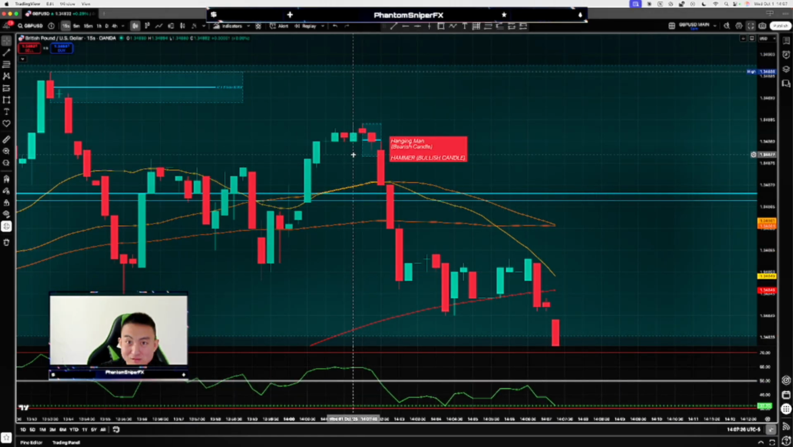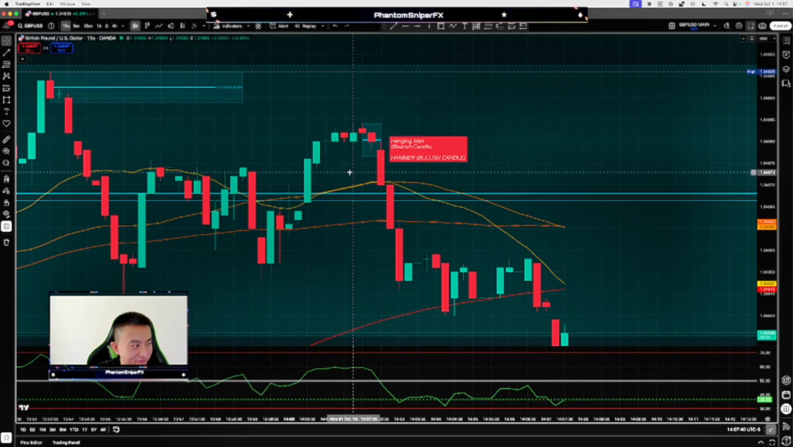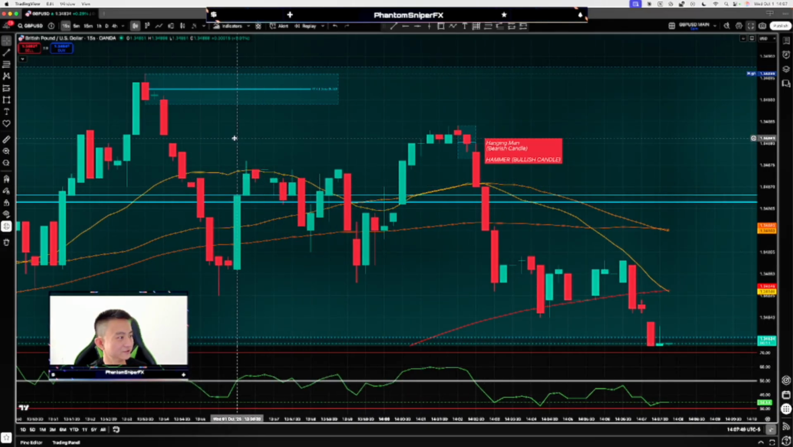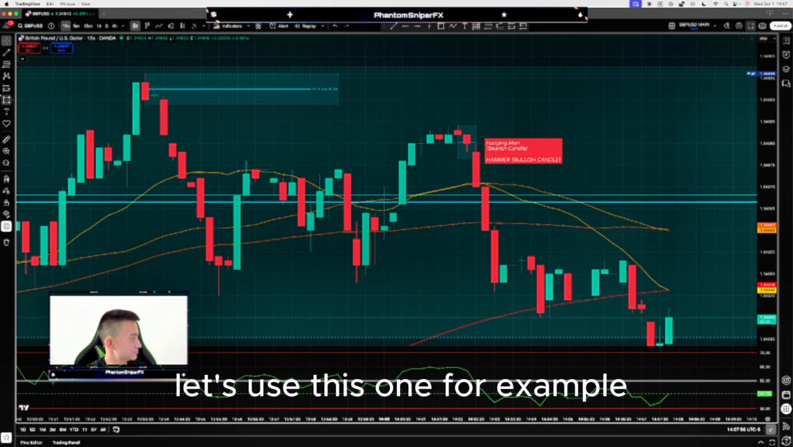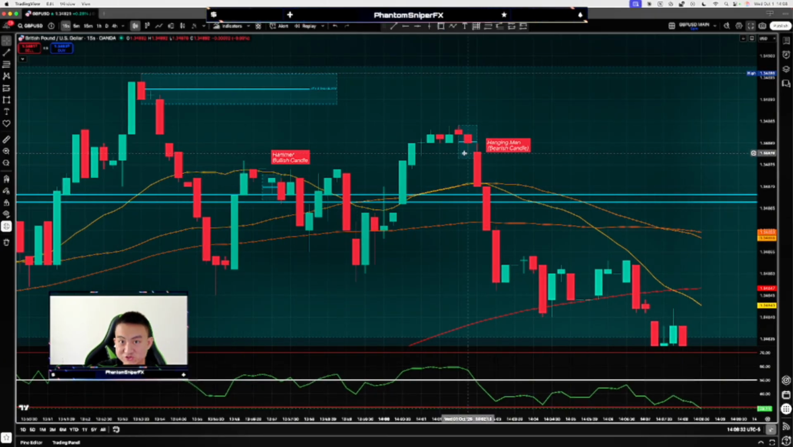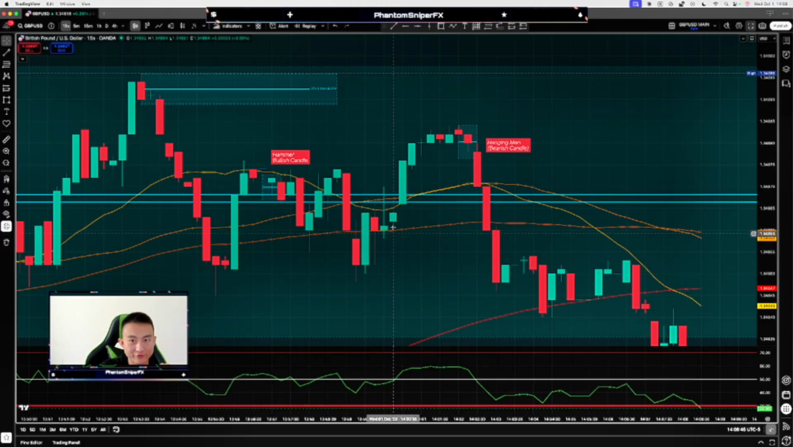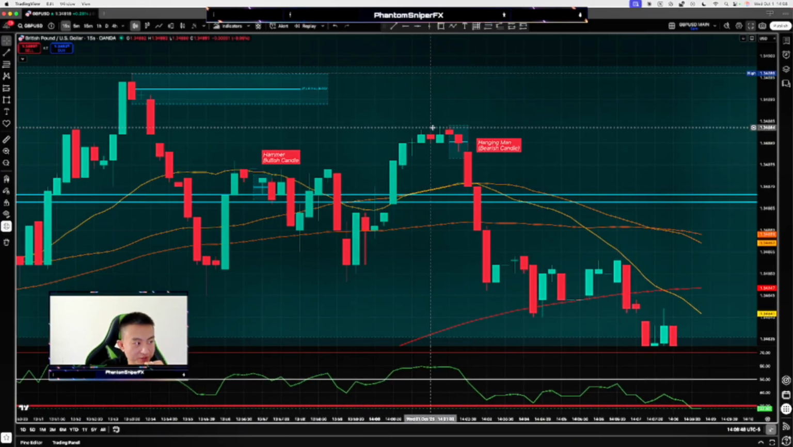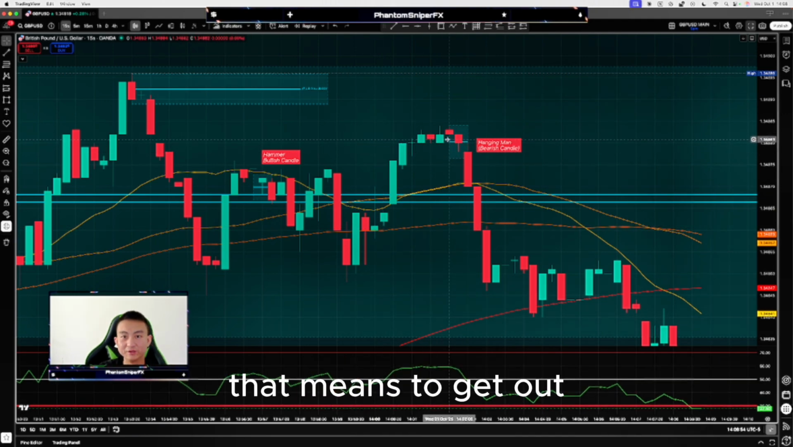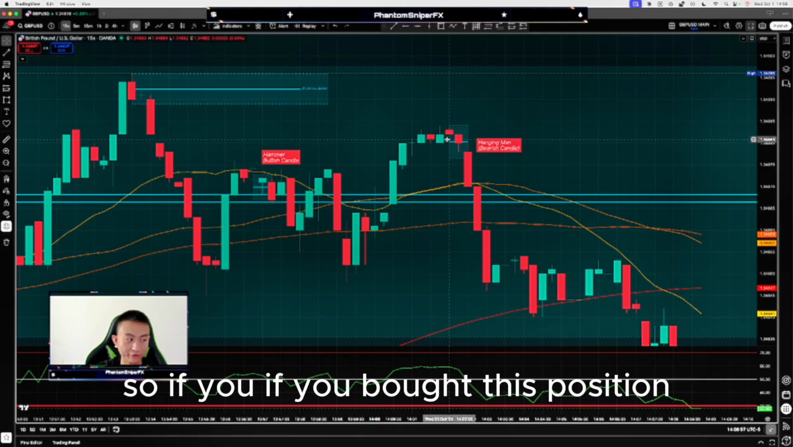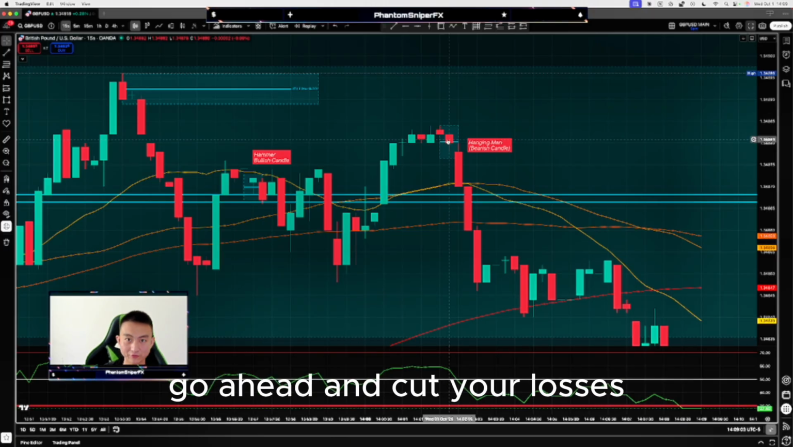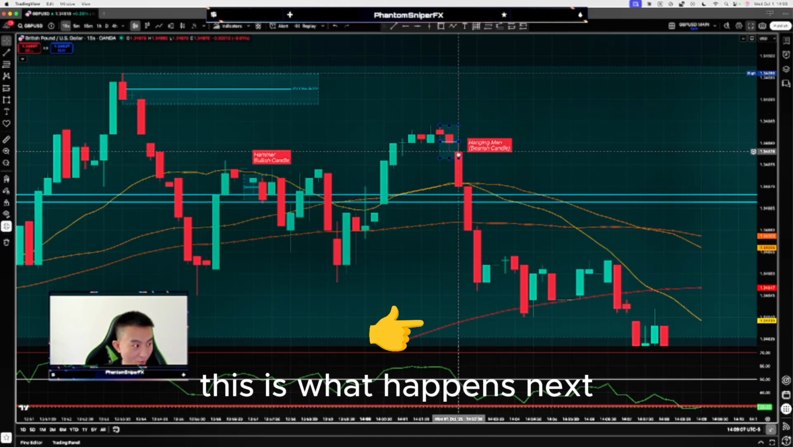Are you confused yet? I hope you're not confused anymore, but let me find another hammer so you don't get confused by it. I need a green hammer. Let's use this one for example. That's the hammer for the bullish candle. That's the hanging man for the bearish candle. Catch an idea? Now, since this part was in an uptrend, and you see a hanging man, that means to get out, especially if you have a long position open. So if you bought this position and you see the hanging man, go ahead and cut your losses. Because if you don't, this is what happens next.